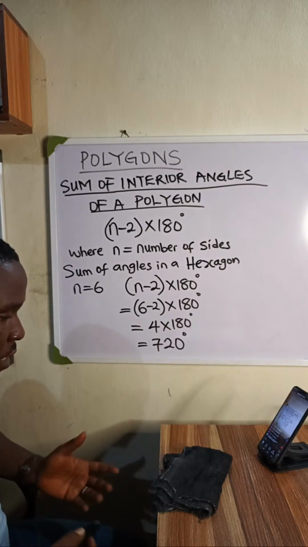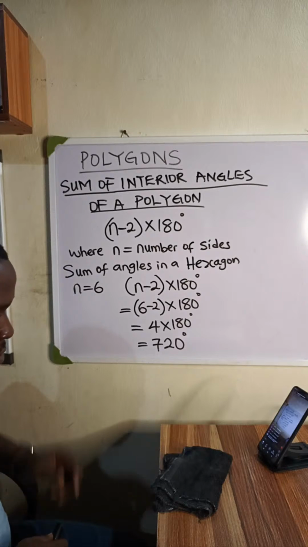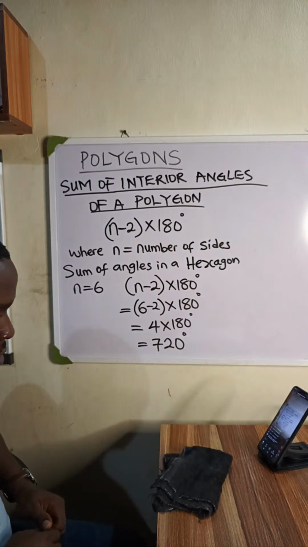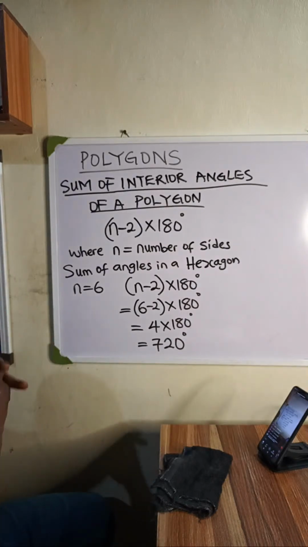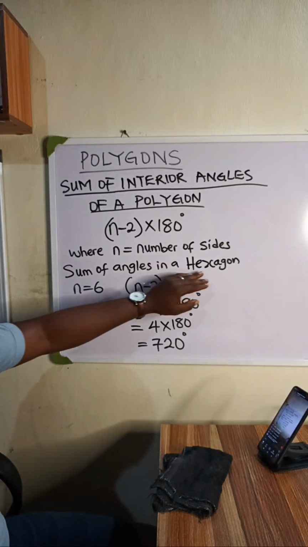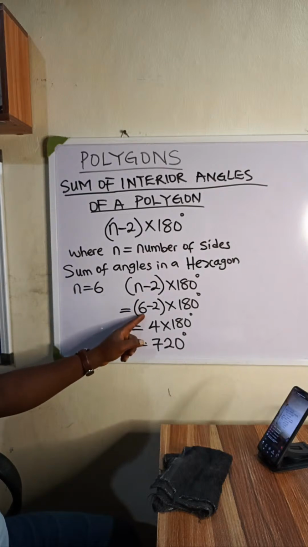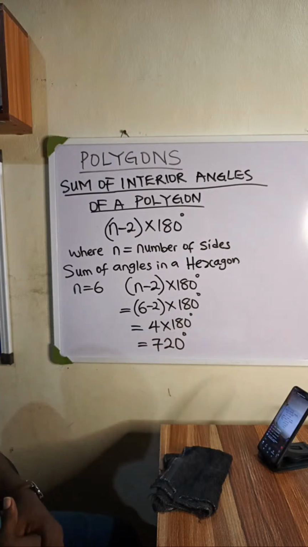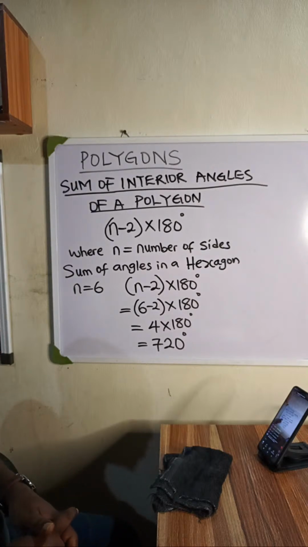Okay, so that means the sum of angles in a quadrilateral is equal to 360 degrees, correct? 360 degrees. That's correct. So now we've seen the sum of angles in a hexagon. A hexagon has 6 sides, so we replace n with 6. And then 6 minus 2 gives us 4, times 180 gives us 720 degrees. So the sum of angles in a hexagon is equal to 720 degrees.